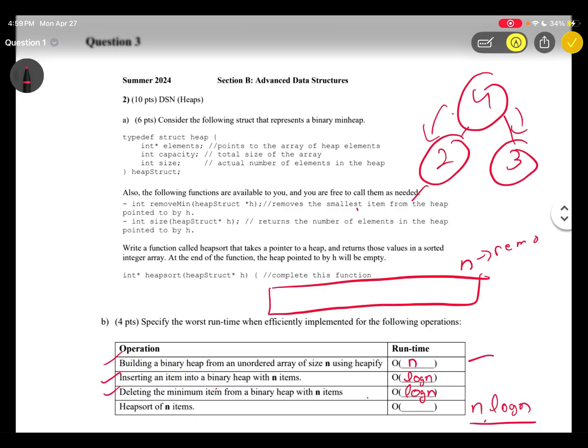So that's the whole idea. Hopefully, again, don't memorize the runtime. Try to understand the concept behind it, and then it becomes very easy. So hopefully you were able to understand this question.